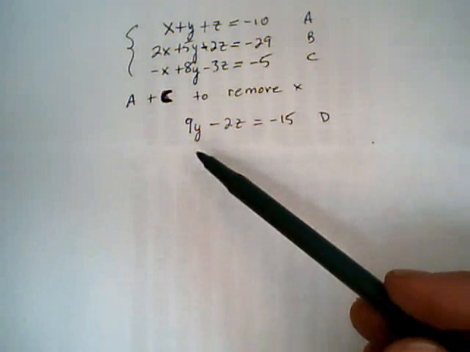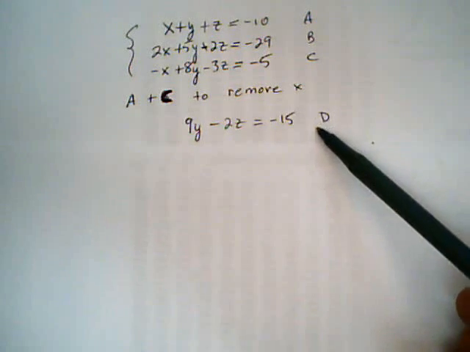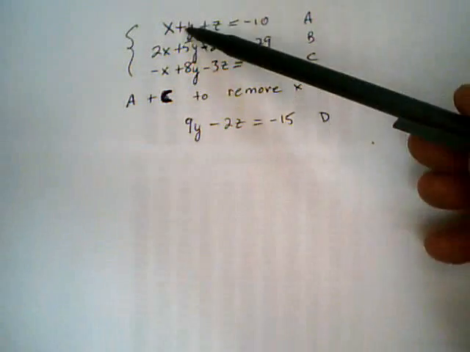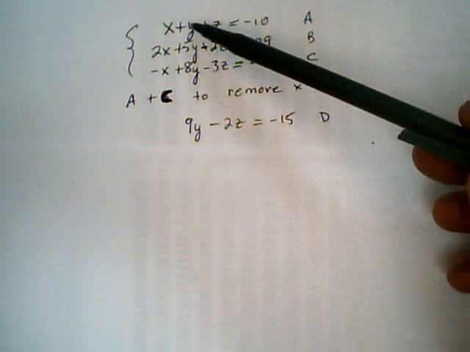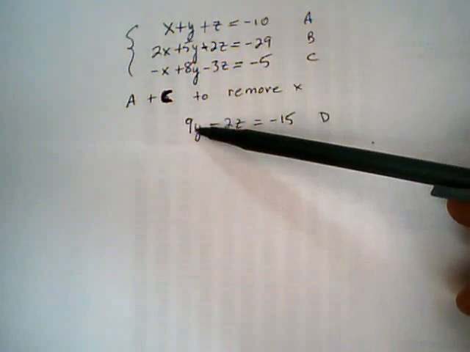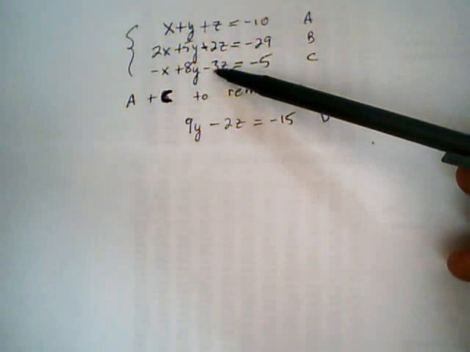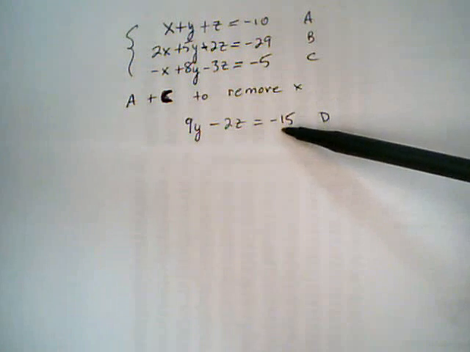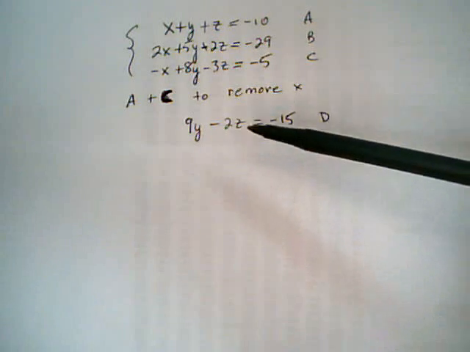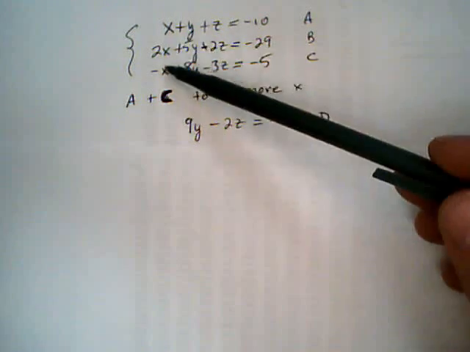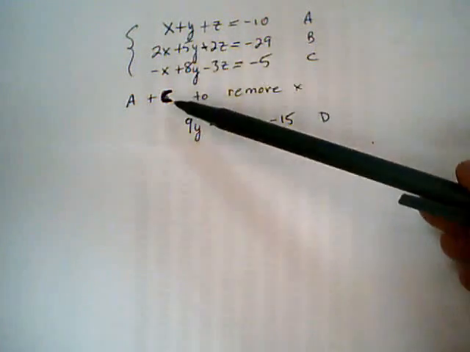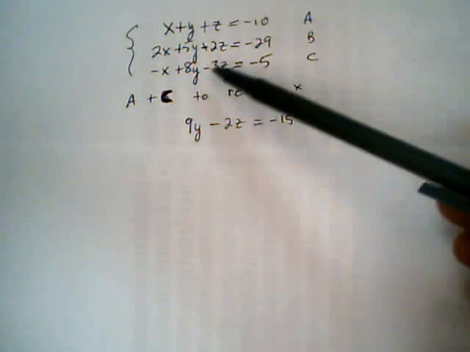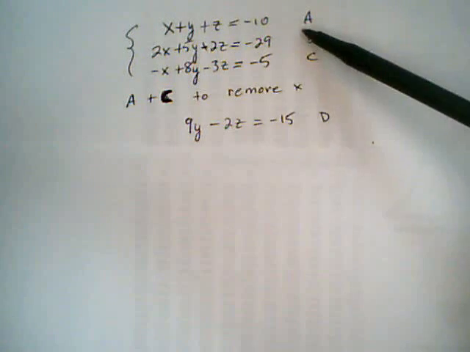Now, this gives me another equation, d. It came from adding a to c. Notice that y and 8y is 9y, z and negative 3z is negative 2z, negative 10 and negative 5 is negative 15. Now I have to decide again. I'm going to repeat that step and try to remove x again, the same variable x again, from a different combination of equations.